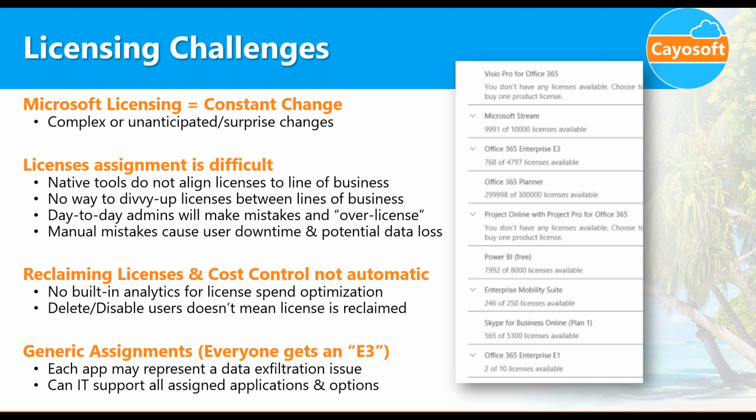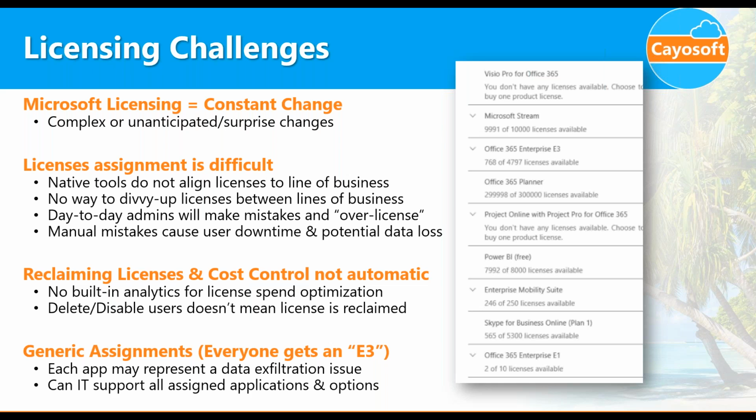But those manual mistakes people cause often result in the end user having some sort of downtime, having to issue new support help desk tickets. Average help desk tickets are like $25 per ticket now. Mileage may vary there. It could be as low as $10, but they all cost something. And there's a potential data loss from incorrect licensing.